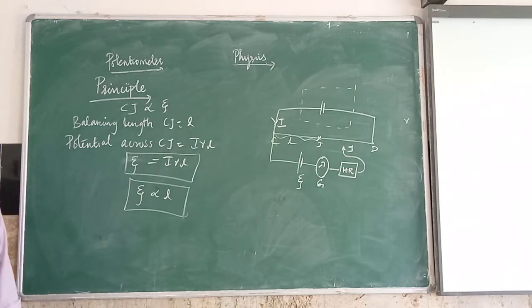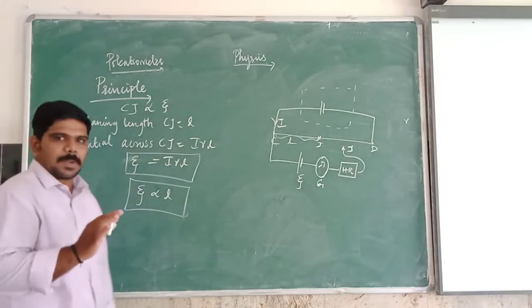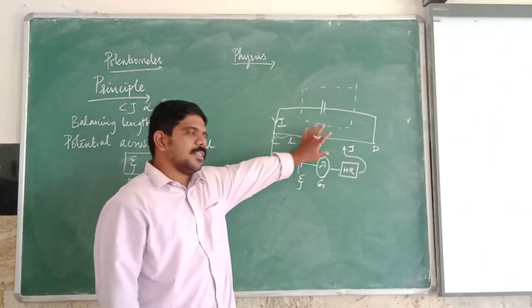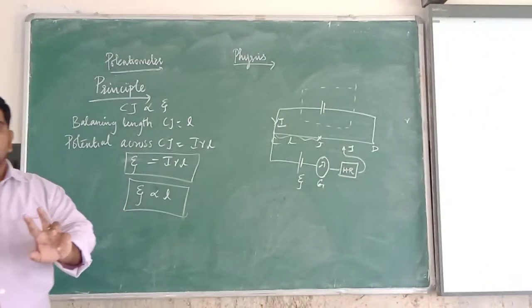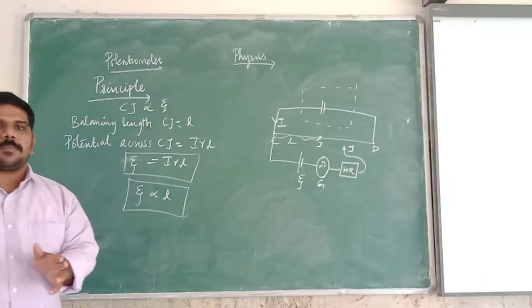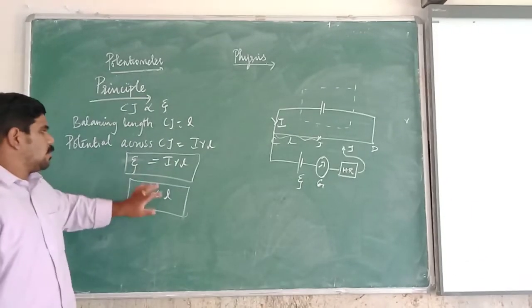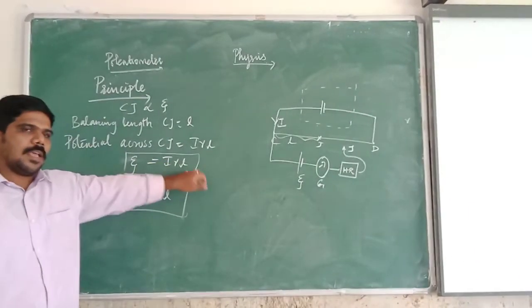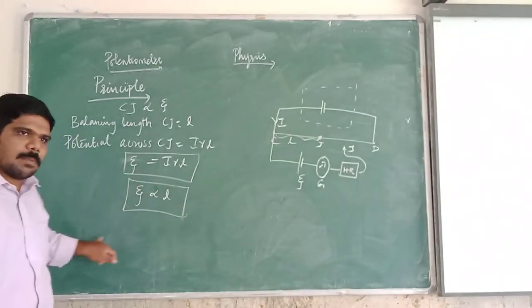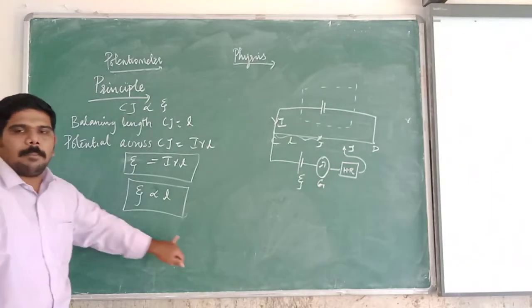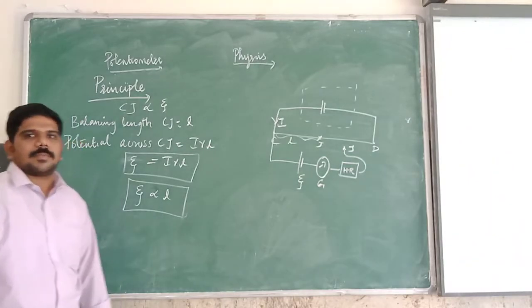Okay. From this, if the question is a 3-mark question, state the principle of potentiometer, you have to draw the figure and explain things. If the question is a 2-mark question, you only have to write psi is equal to IR into L. I and R will be constant, so psi is proportional to L. So the EMF of the cell will be directly proportional to the balancing length of a potentiometer.